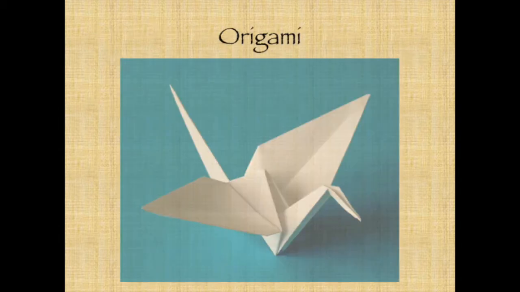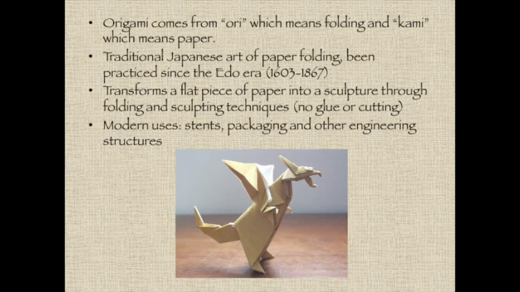The word origami comes from the word ori, which means folding, and kami, which means paper. Traditional Japanese art of paper folding has been practiced since the Edo era, which is the time period between 1603 and 1867. The goal of this form of art is to transform a flat piece of paper into a sculpture through only folding and sculpting techniques, which means no cutting or gluing of the paper to make the sculpture stay together. Modern uses of this form of art include stents, packaging designs, and other engineering structures.